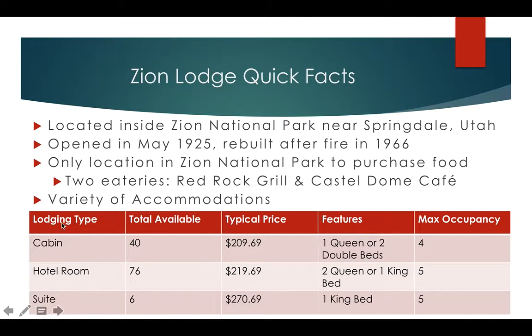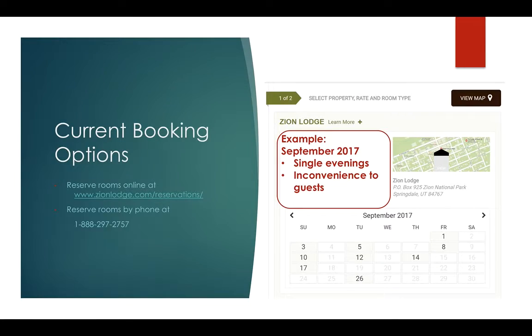If you're looking below here at this red chart, you can see three different lodging types: cabin, hotel room, and suite, and those are the amounts available here. There are 40 cabins, 76 hotel rooms, and 6 suites with different prices, features, and varying max occupancy. For your booking options to reserve those rooms, there's a website, or you can call in and make a reservation by phone.